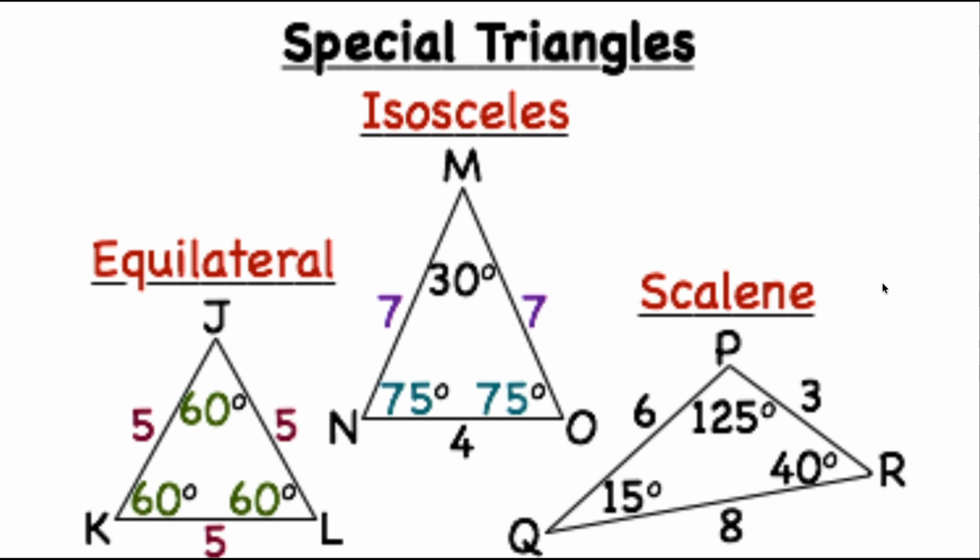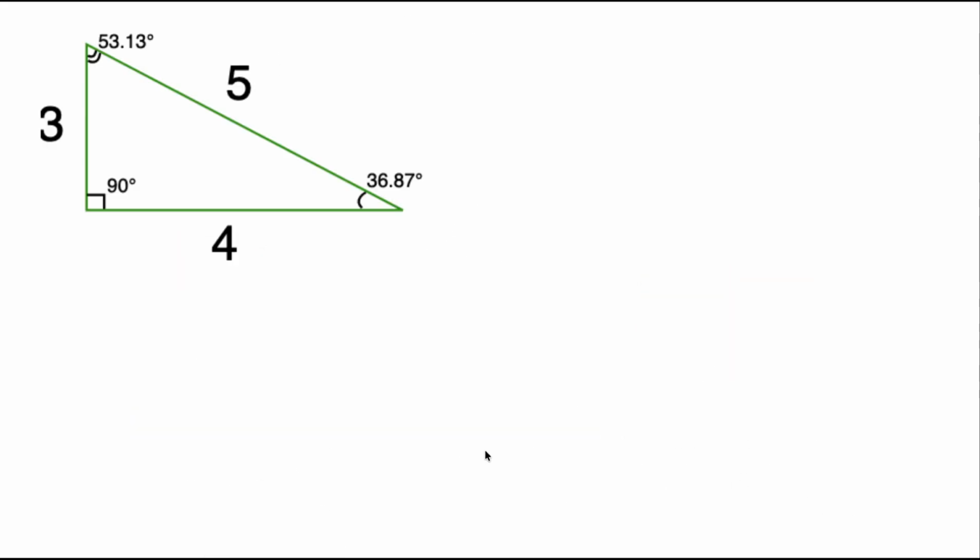And then scaling, you can see this the best. So 15 degrees is the smallest corner, and it's across from the 3. And then 40 degrees is across from 6, and 125 is across from 8. Here's some more examples. So we have 90 degrees as our largest angle, and it's across from the largest side.